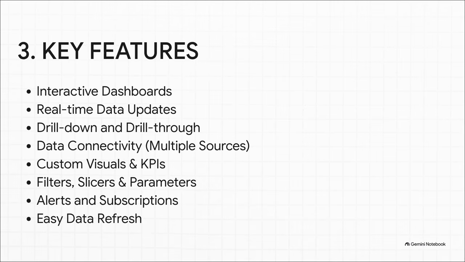To make all that magic happen, we rely on some serious key features. We're talking interactive dashboards, real-time updates, drill down, multiple sources, custom visuals, filters, alerts, and easy refresh. Honestly, the absolutely crucial one here is that drill down feature. It's a real game changer. It means you can see a glaring red flag KPI on your dashboard, click on it, and literally isolate the exact journal entry that triggered it. No more digging through endless spreadsheets.